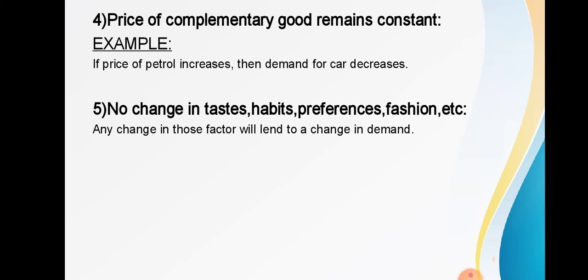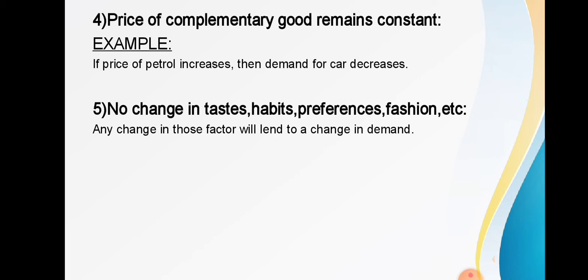Now let us come to the fourth assumption. What is the fourth assumption? That the price of complementary goods should remain constant. Now you have learned in the types of demand what is complementary good. It is also known as the joint demand. When two or more goods are demanded jointly to satisfy a single need, it is said to be the joint or the complementary demand or the complementary good.